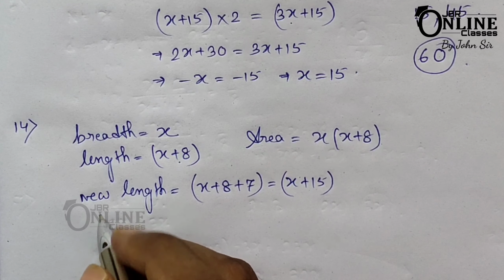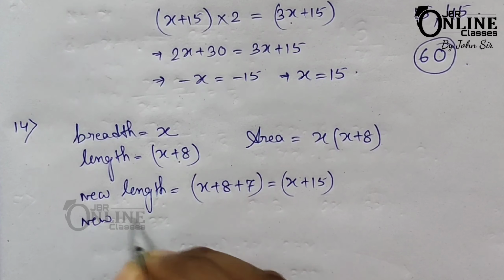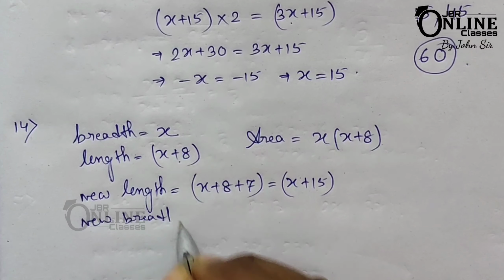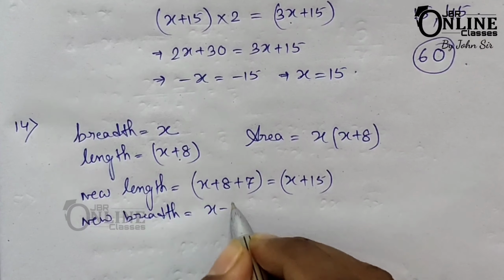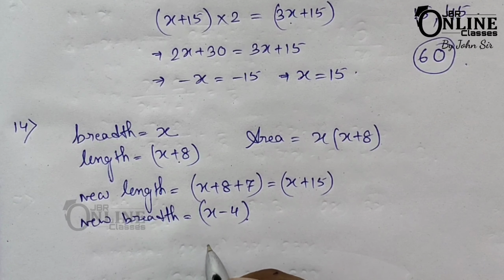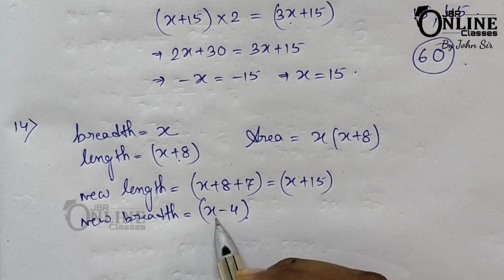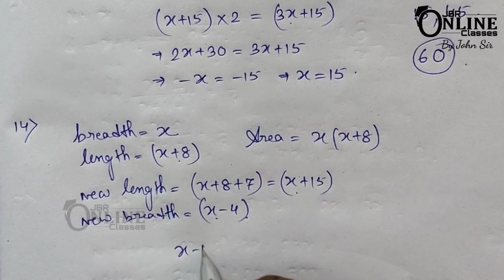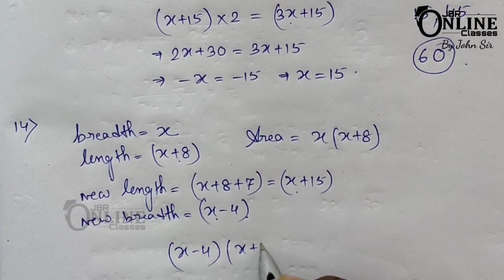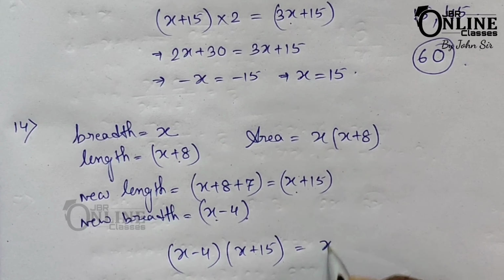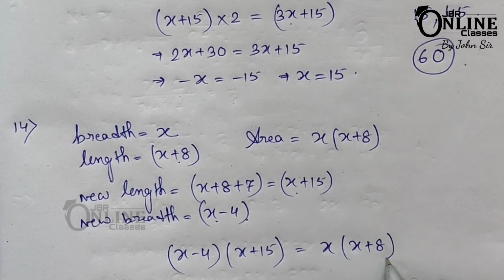And its breadth is decreased by 4 meters, so the new breadth equals x minus 4. Now the condition is that the area remains unchanged. That means the new area equals x minus 4 into x plus 15. So x minus 4 into x plus 15 equals x into x plus 8.